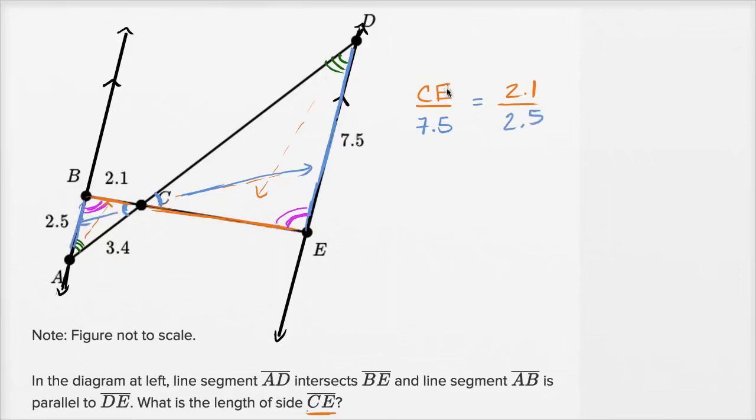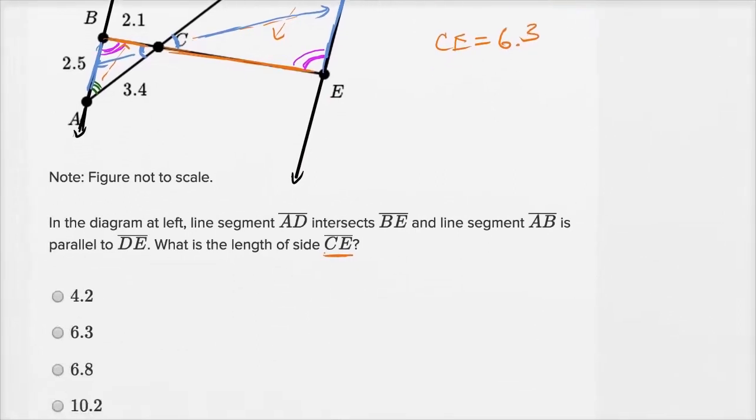So what would CE be equal to? Well, multiple ways to solve this, but one way we could just multiply both sides by 7.5. Now what's 7.5 divided by 2.5? Well, 75 divided by 25 would be 3, so 7.5 divided by 2.5 is 3. So the length of segment CE is 2.1 times 3. What is that? 6.3. And if we look down here, we see that that is indeed one of the choices.